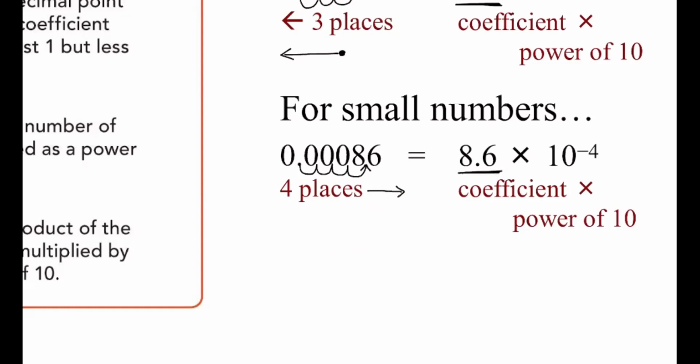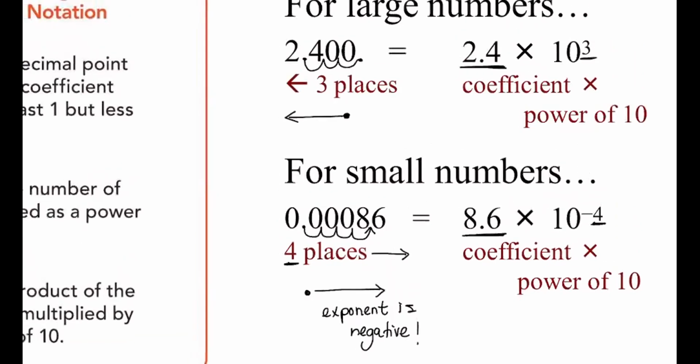We write this as times 10, but since we move from left to right, this number of places represents what we have as an exponent. And since we move from left to right, now our exponent is negative. In the top, since we move from right to left, our exponent on the times 10 is positive.